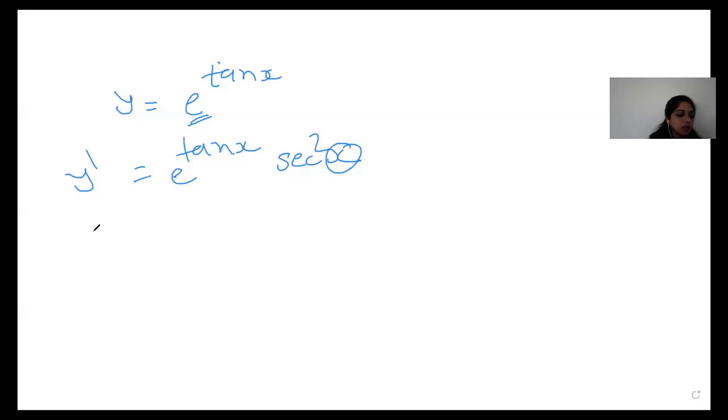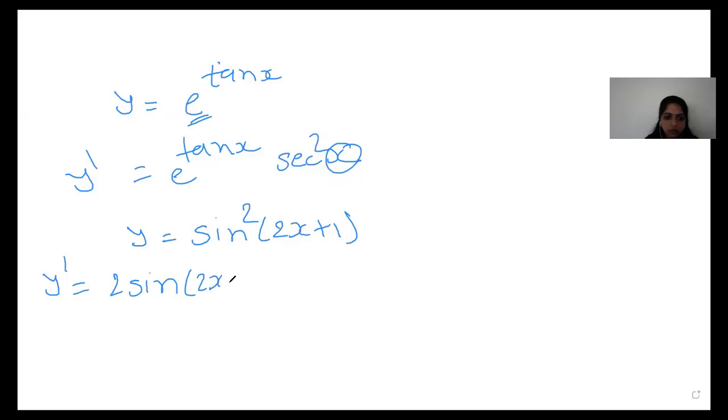The next is y is sine square 2x plus 1. Yes, Abhi? dy by dx equal to 2 sin bracket 2x plus 1, into cos bracket 2x plus 1, into 2. Perfect. See, thank you. 2 sine 2x plus 1.